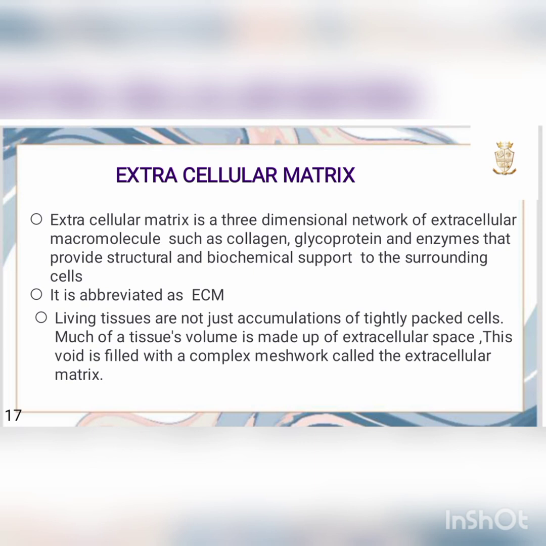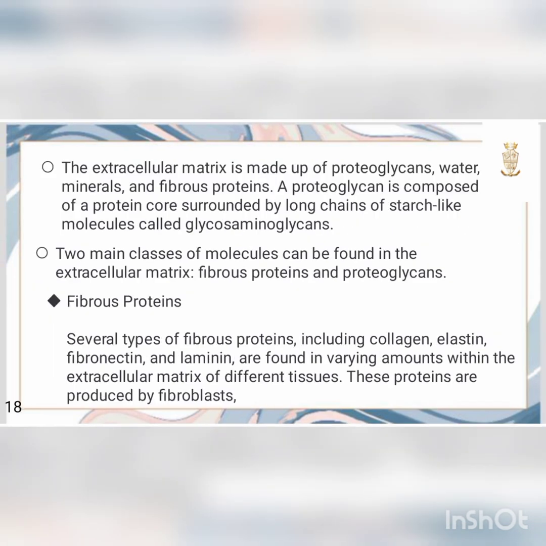The living tissues are not just accumulation of tightly packed cells. Much of a tissue's volume is made up of extracellular space, and this void is filled with a complex meshwork called extracellular matrix. Mainly, ECM is made up of proteoglycan, water, minerals, and fibrous protein. Proteoglycan is made up of glycosaminoglycan, that is a protein core surrounded by long chains of starch-like molecules.